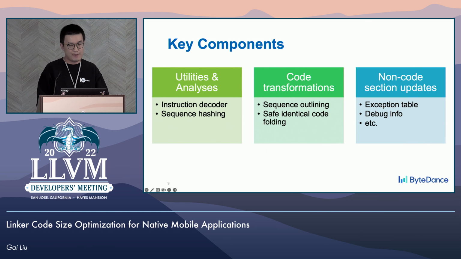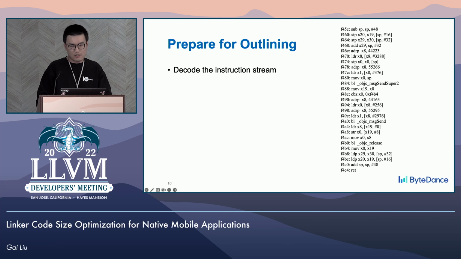Our optimizations can be divided into 3 main parts. First, we design utilities and analysis to decode instructions, as well as to hash arbitrary sequences. Hashing is a common routine that we will use across optimizations. We then perform transformations to optimize code size. This includes an outlining pass and an identical code folding pass. Finally, we need to update various non-code sections to keep them in sync with what we just changed in the code. So let's go over a simple example to understand our outlining pass.